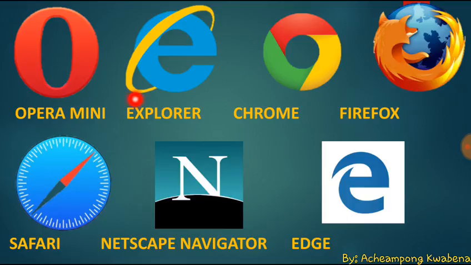So as you can see over here, we have this one to be the icon for Opera Mini. So that's how the icon looks like. So on your phones, if you want to display the content of a web page, you can click on this one for it to open. Then you either type in your website address or a keyword in the search box.